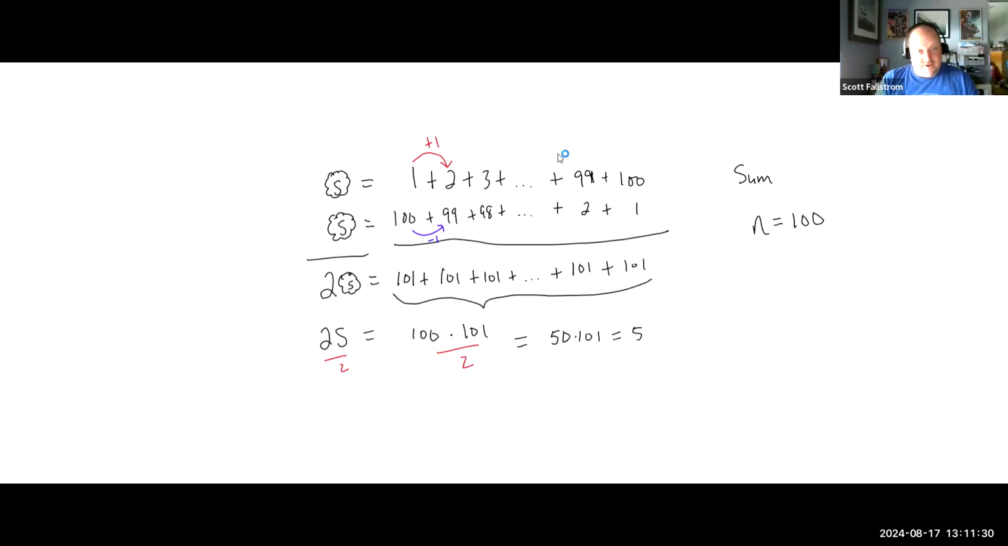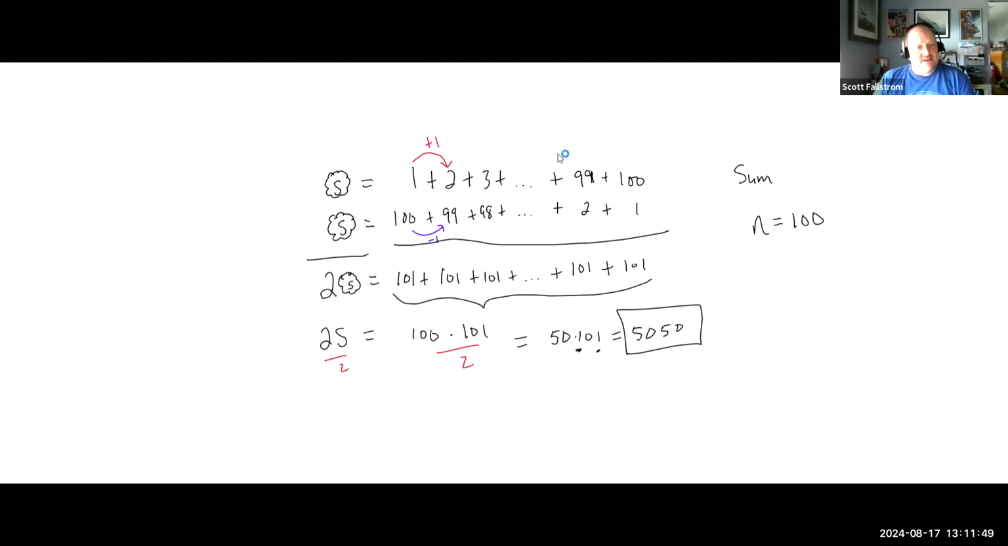And if you want some fun facts, that's 50 times 100, which is 5,000, and 50 times 1, which is 50, and add those together. And that is the sum that Carl found, 5,050. And to me, that's pretty cool. Right? Look at that pattern.